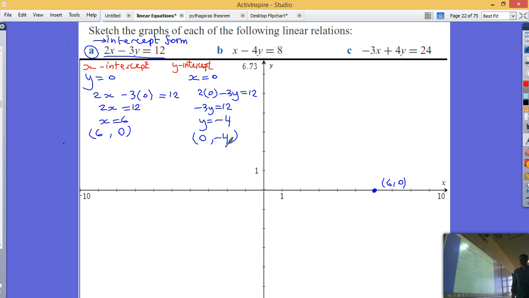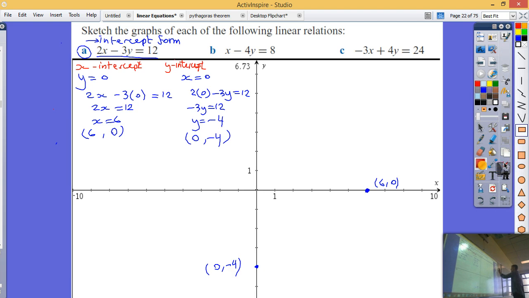That's a point on the Cartesian plane. Let's plot it. When x is 0, y is negative 4. 1, 2, 3, 4. We're going down here. Now let's label it. Like so. Alright, I've got 2 points in space. Now I can connect them with a straight line to sketch my linear function.